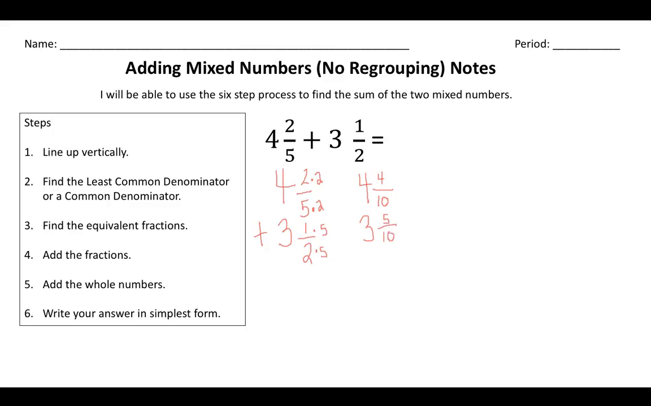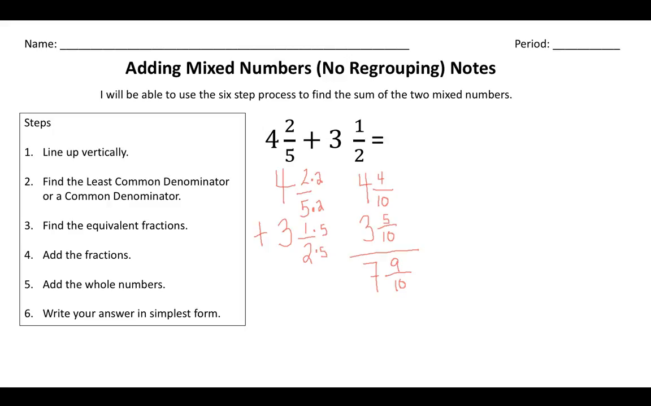Now, we will focus on the fractions and we will add them. So we're going to add the numerators. 4 plus 5 is 9, and we get 9/10. Then we add the whole numbers. 4 plus 3 is 7, and our answer is 7 and 9/10.